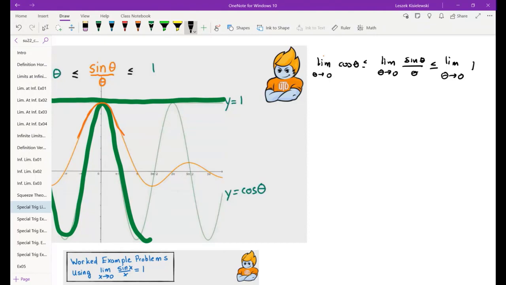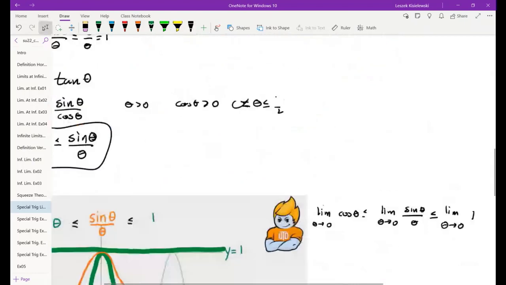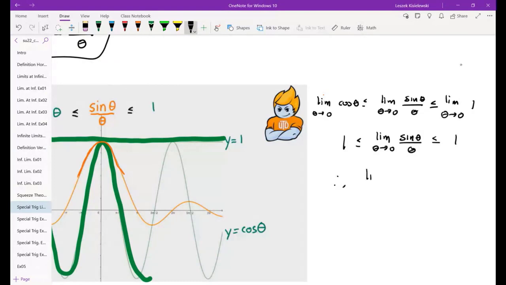All right. So as theta goes to 0, cosine of theta goes to cosine of 0. Cosine of 0, we all know or will recall, is 1, and the limit of a constant is that constant. So the limit of our function is a quantity between 1 and 1, namely 1. So that's a special trig limit. Okay.